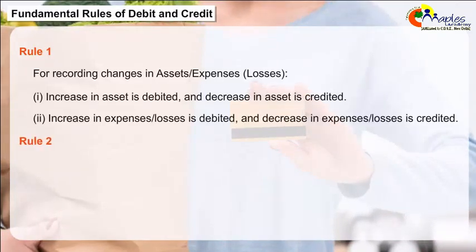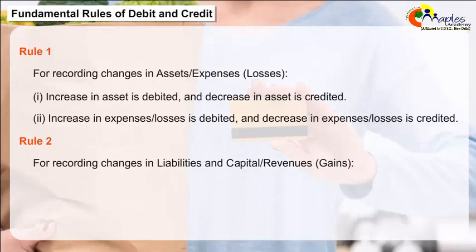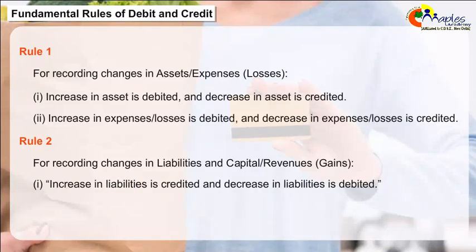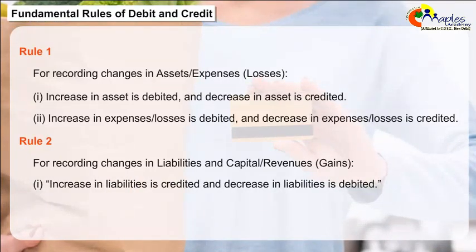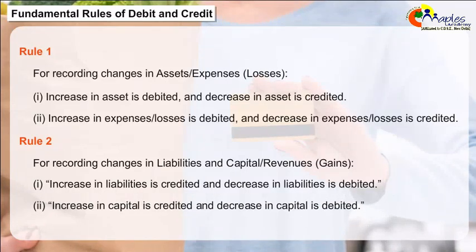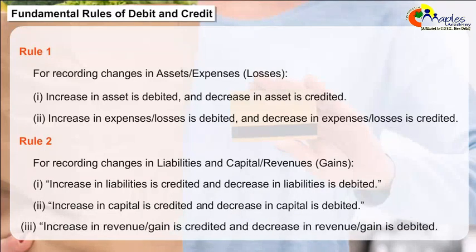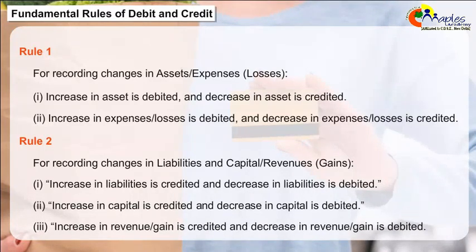Rule 2. For recording changes in liabilities and capital or revenues or gains, 1. Increase in liabilities is credited and decrease in liabilities is debited. 2. Increase in capital is credited and decrease in capital is debited. 3. Increase in revenue or gain is credited and decrease in revenue or gain is debited.